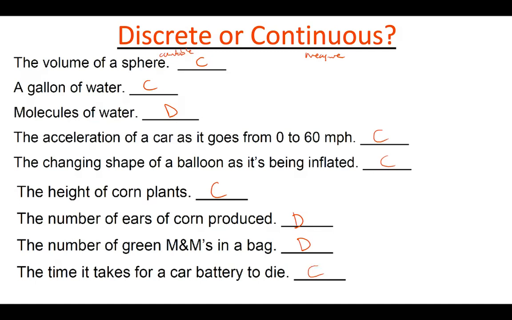All right. So remember, if it's continuous, it's something that you measure. If it is discrete, that's something that you count the number of them. A couple of these examples maybe aren't amazing, but you'll get the hang of it.